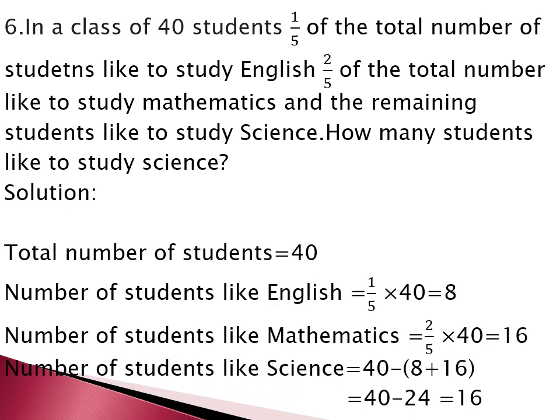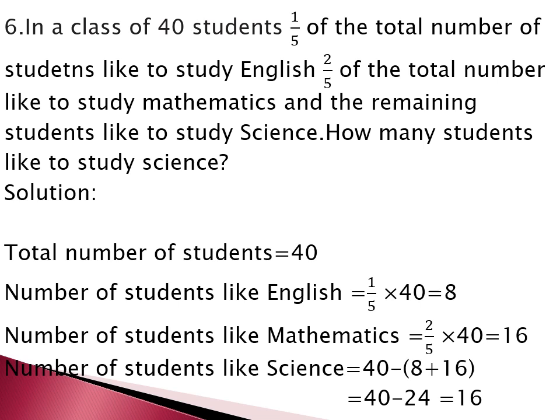We are writing the steps now. Total number of students equals 40. Number of students who like English equals 1 by 5 of 40, that means 1 by 5 into 40 equals 8. Number of students who like mathematics, 2 by 5 of 40, that is 2 by 5 into 40 equals 16. Then the remaining students who like science equals 40 minus (8 plus 16). It is equal to 16 only.